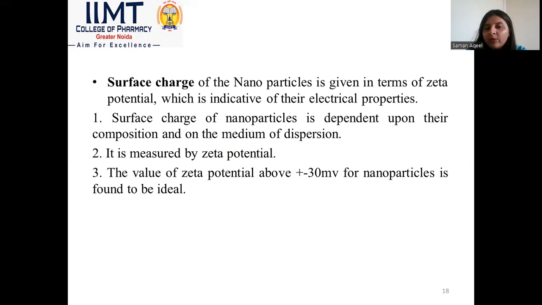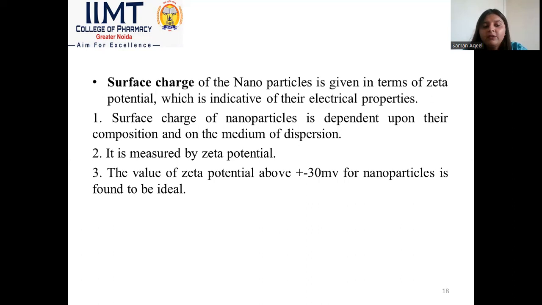The surface charge of nanoparticles is dependent upon their composition and on the medium of dispersion. Surface charge of nanoparticles is dependent on two properties, that is what is the composition of the nanoparticles and what is the medium in which your nanoparticles are being dispersed.